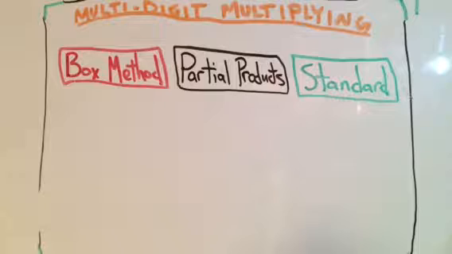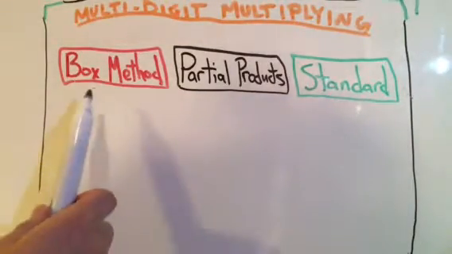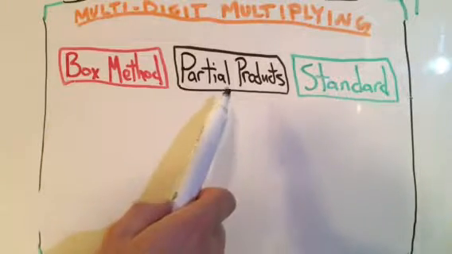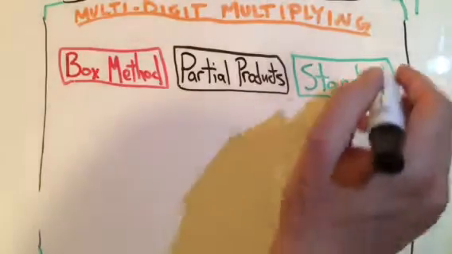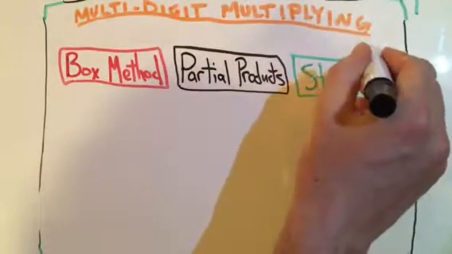Another whiteboard tutorial. This time we're going to be looking at multi-digit multiplying. Now there are three ways that students are taught these days to multiply more than one digit by other digits. There's actually four, but we're going to get to that fourth one later. The three that we're going to focus on right now are the box method, partial products, and what we might call the standard way or the standard algorithm.